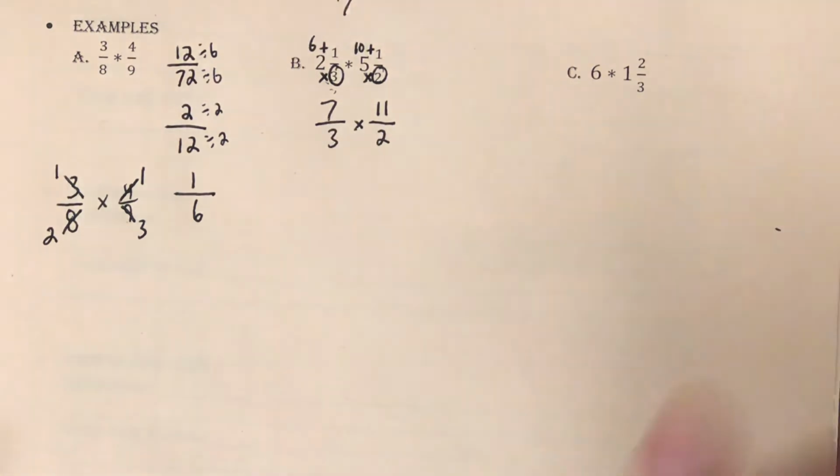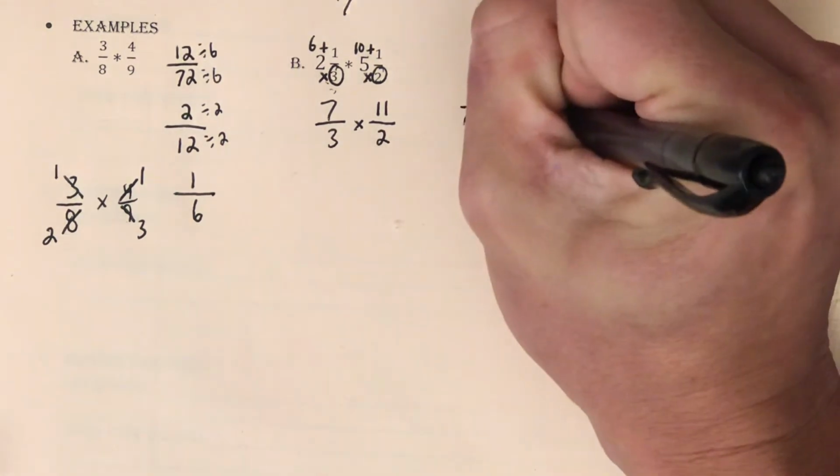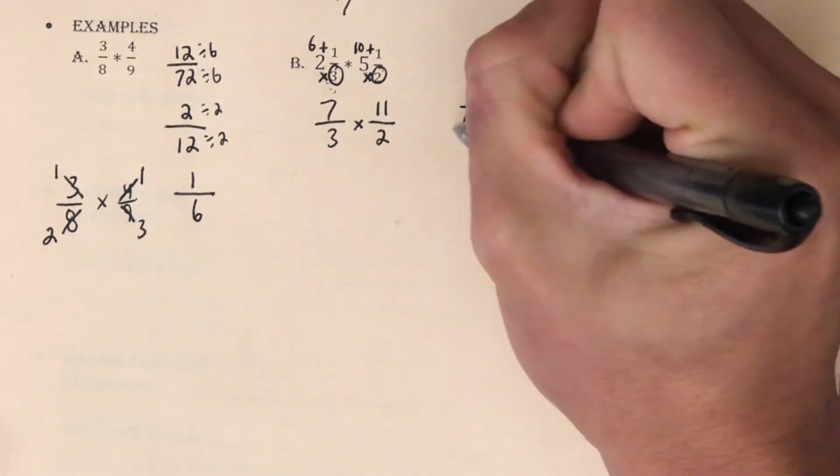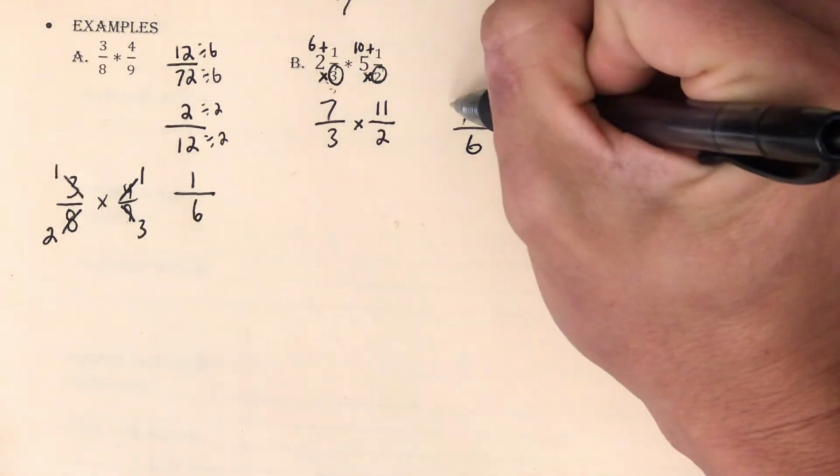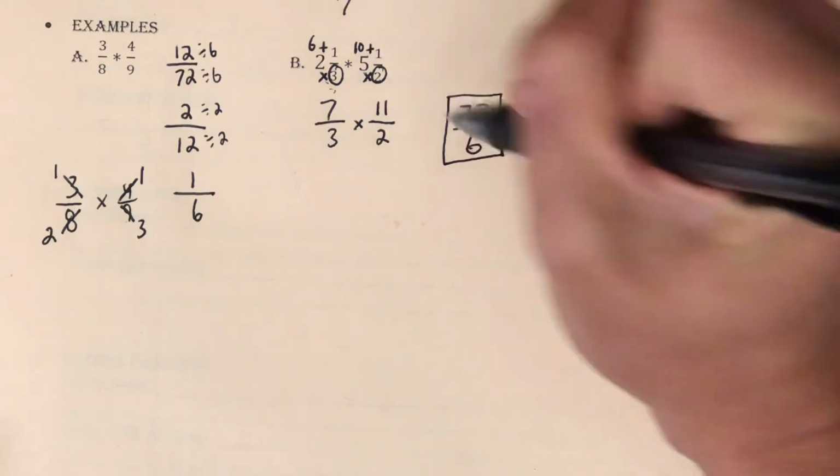So 7 times 11 is 77, and 3 times 2 is 6. So final answer here is 77 over 6.